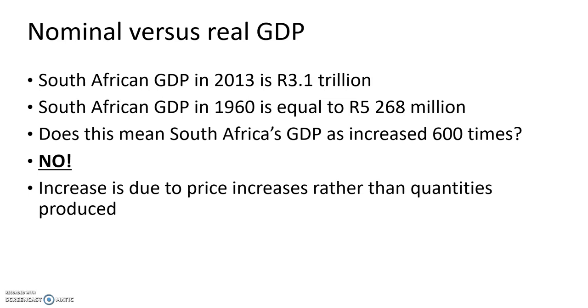South African GDP was 3.1 trillion in 2012 compared to the more than 5 million rand in 1960. Does this mean South Africa's GDP has increased 600 times? Answer is no. The increase is due to price increases rather than an increase in quantities produced. This leads to the distinction between nominal GDP and real GDP.